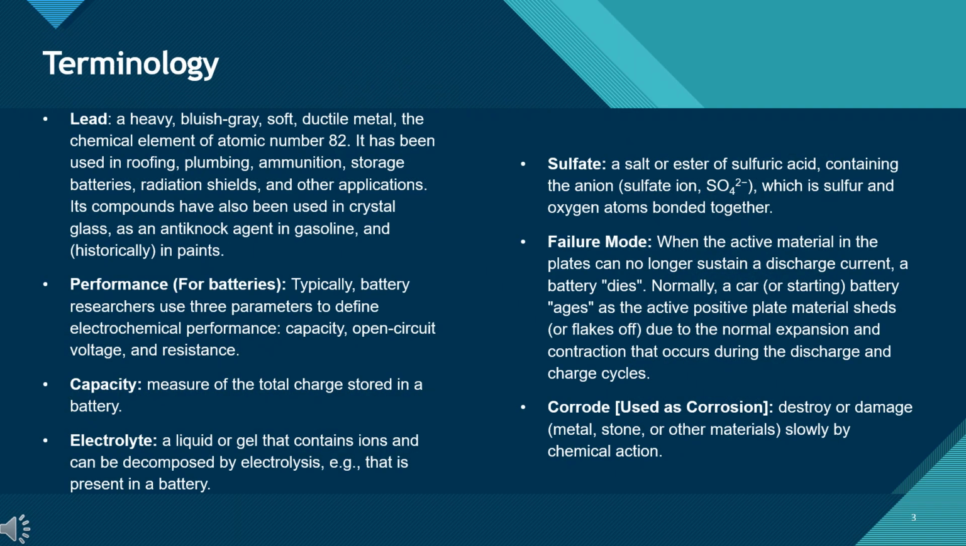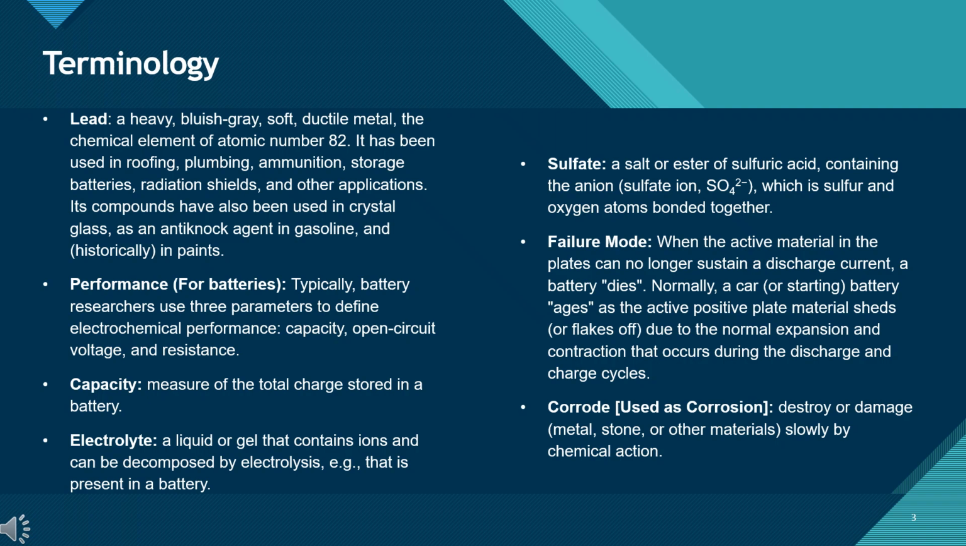In this chapter, we'll come across several important terms related to lead-acid batteries. These include lead, performance, capacity, electrolyte, sulfate, failure mode, and corrosion. Among these, let's pause on failure mode. This term describes what happens when a battery can no longer deliver the needed current.